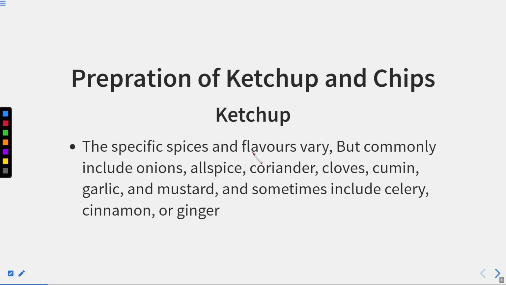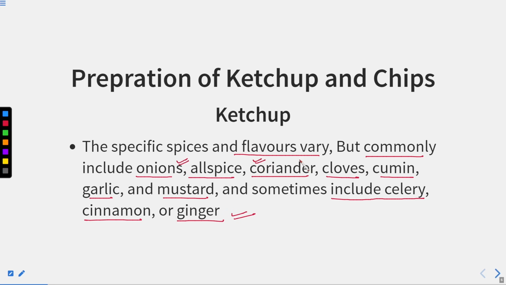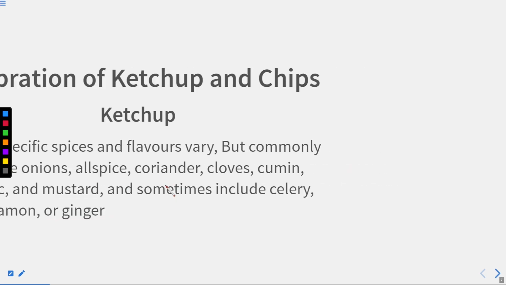The specific spices and flavors vary, but commonly include onions, allspice, coriander, cloves, cumin, garlic, mustard, and sometimes celery, cinnamon, and ginger also. Right? So basically, we are preparing the tomato sauce, but to enhance the flavor, we can add onion in that. We can add coriander, cloves. So these are some of the spices, right? Cloves, cumin. We can also add garlic and mustard in that, right? So it enhances the taste and flavor of the ketchup.